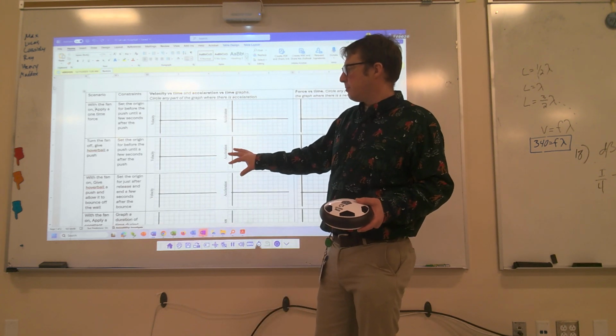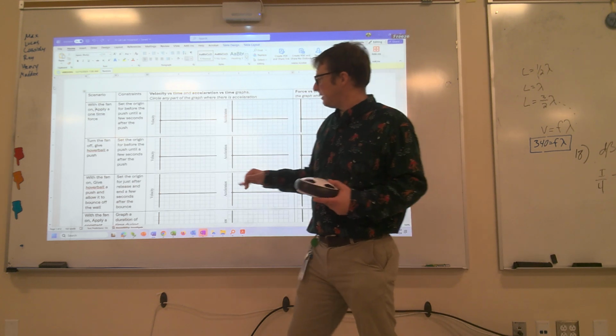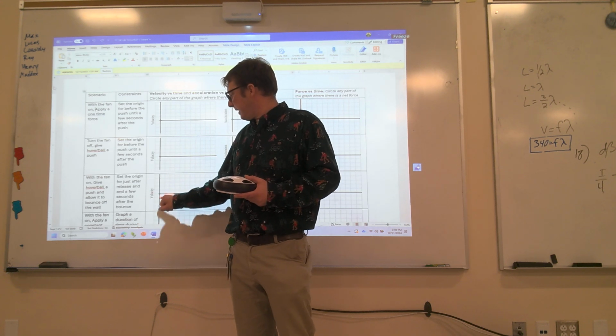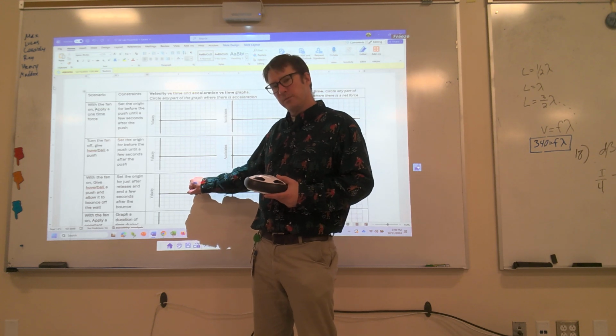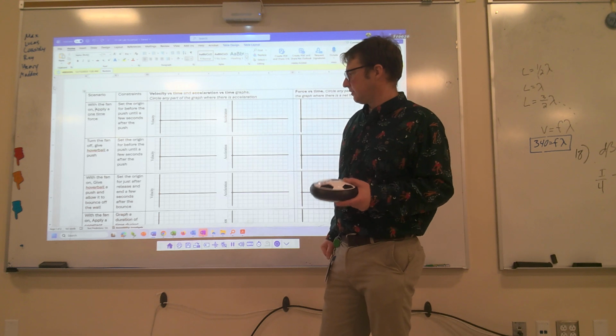With the fan on, give it a push, allow it to bounce off the wall. You'll need a wall it can bounce off of, but same idea. Set the origin just after it's released and after the bounce. So you'll give it a push, and you're starting with it already in motion. It'll hit the wall. What will that mean for its velocity? What will that mean for its acceleration?